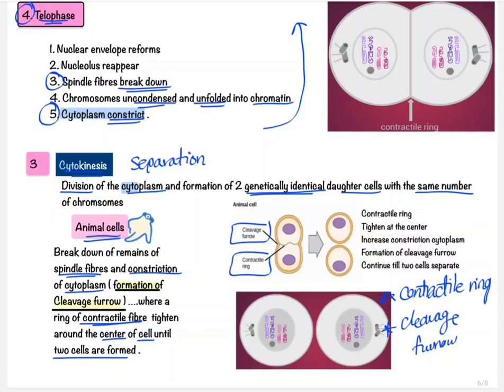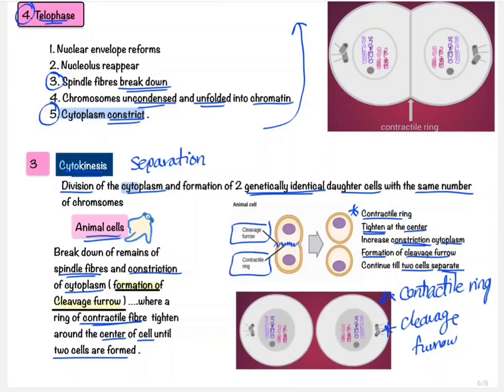Okay, so we just said this here as a recap. The contractile ring tightens at the center. It tightens at the center of the cell, and it increases constriction of the cytoplasm. Formation of the cleavage furrow continues until the two cells separate, and we finally have two cells.